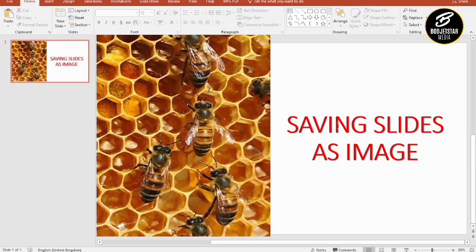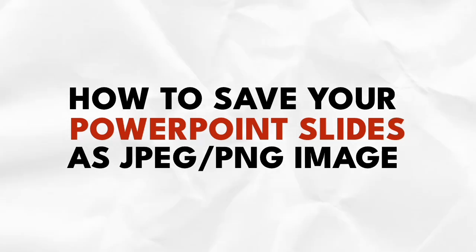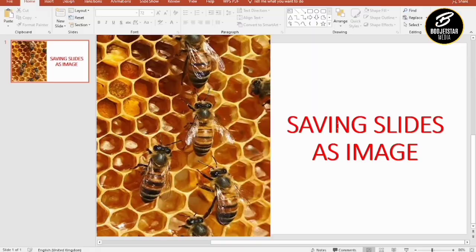Today in this video, I'm going to show you how to save your PowerPoint slides as image, either JPG image or PNG image. All right, let's start. So let's say this is one of our slides. Let me duplicate this slide so that we have more slides that we want to save as JPEG.